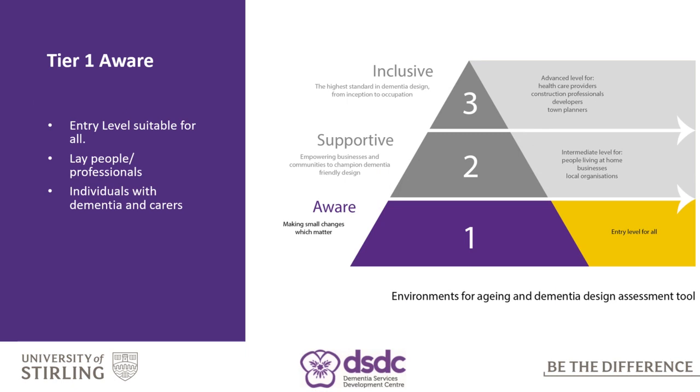So Tier 1 we refer to as being dementia aware. This is an entry level suitable for anyone from the person with dementia, carers, lay people, health professionals, or cafe and small business owners looking to make small changes to help make life a bit easier for people with dementia and or age-related frailty, as well as their carers. It talks about making small changes which matter.